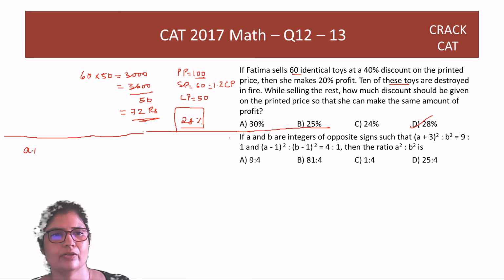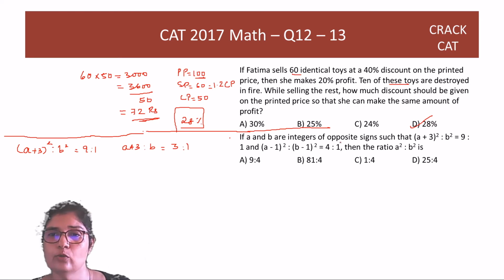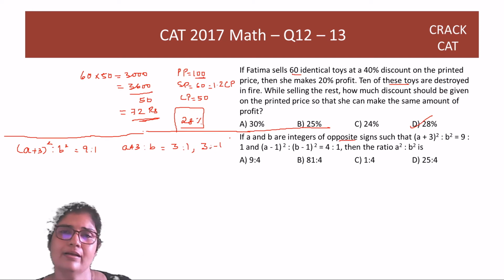A plus 3 square is to B square is equal to 9 is to 1. तो इसका हम रूट लेंगे, right? And I will get that A plus 3 is to B can be 3 is to 1. Can be. Because when I take the root, guys, and opposite sign बोला है, दोनों positive नहीं है या दोनों negative नहीं है. They are of opposite signs, which means that 3 is to 1 is one possibility. The other possibility is 3 is to minus 1.